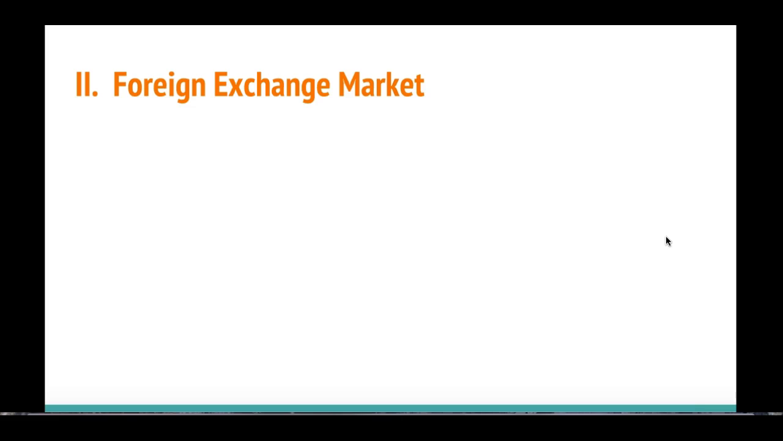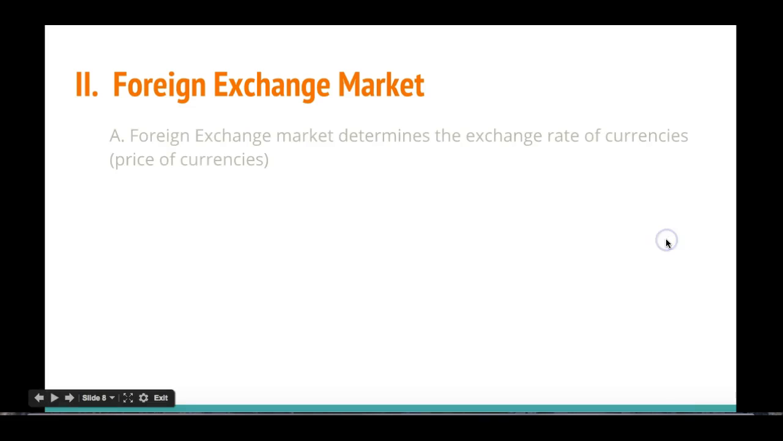We divided into two groups, and we had one group that was a country that was using noodles as currency, and we had another group that was using paper clips as currency. So we're using that as our demonstration. So the foreign exchange market basically determines the exchange rate of currency, or the price of currency.